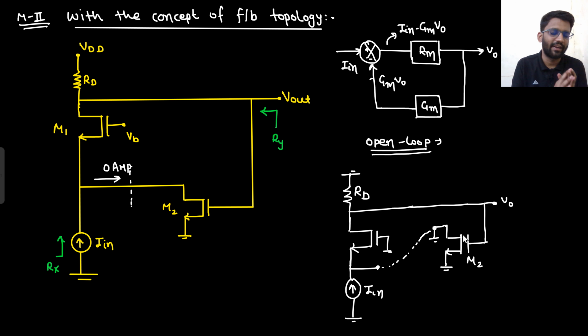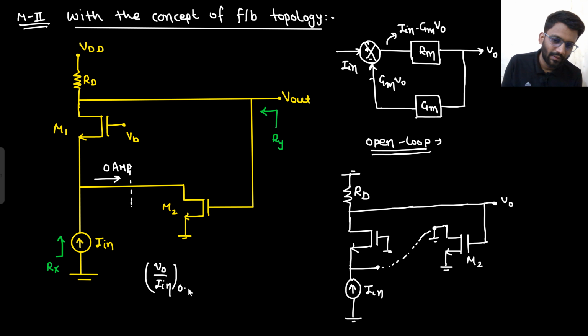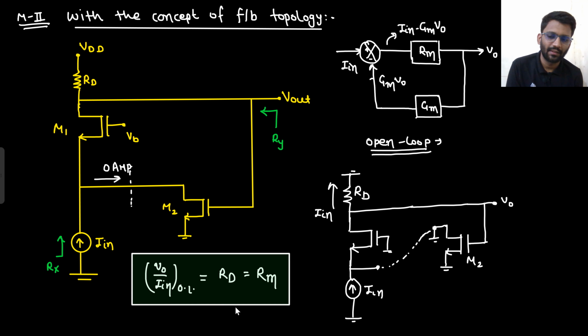Now in open loop we can find everything. So what is the first thing I am going to find? I am going to find open loop gain. So what will be my V naught by I in open loop? Tell me, V naught by I in open loop. So this I in will completely be flowing here. Say yes or no. So V naught by I in open loop is RD. That's it. So this is my RM actually. RM value is RD. Can we relate? Right?